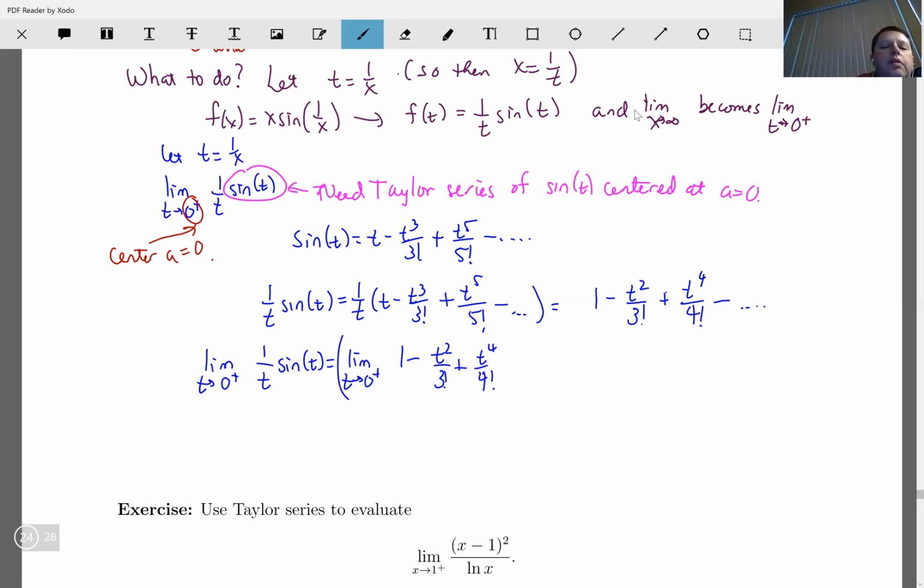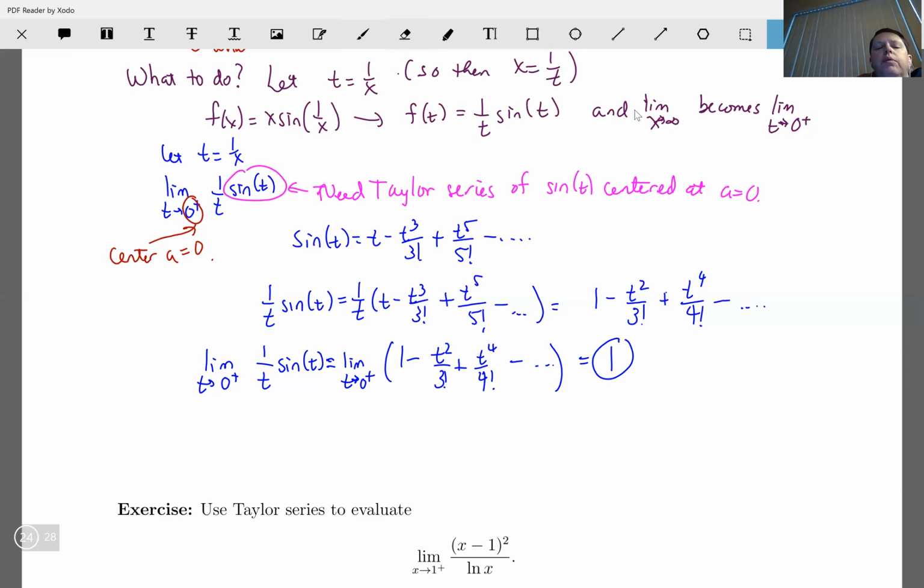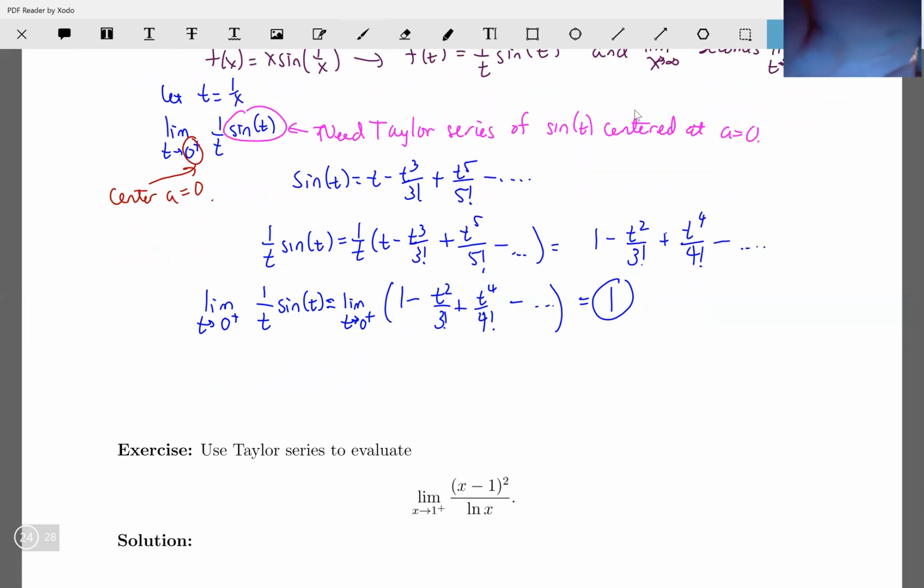Oops. Oh, Sugarfoot. That's what I get for not putting my parentheses to begin with. And I get 1. And we've done this problem before using the squeeze theorem, so we kind of know what, yeah, I know this. Alrighty. And that's it.